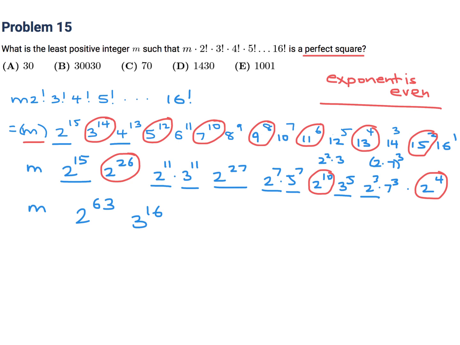5 is just 5 to the power of 7. And then the 7 is just 7 to the power of 3. Okay, we're coming down to the nitty gritty. That's already a perfect square. And I think this is it. This is the farthest I can go.